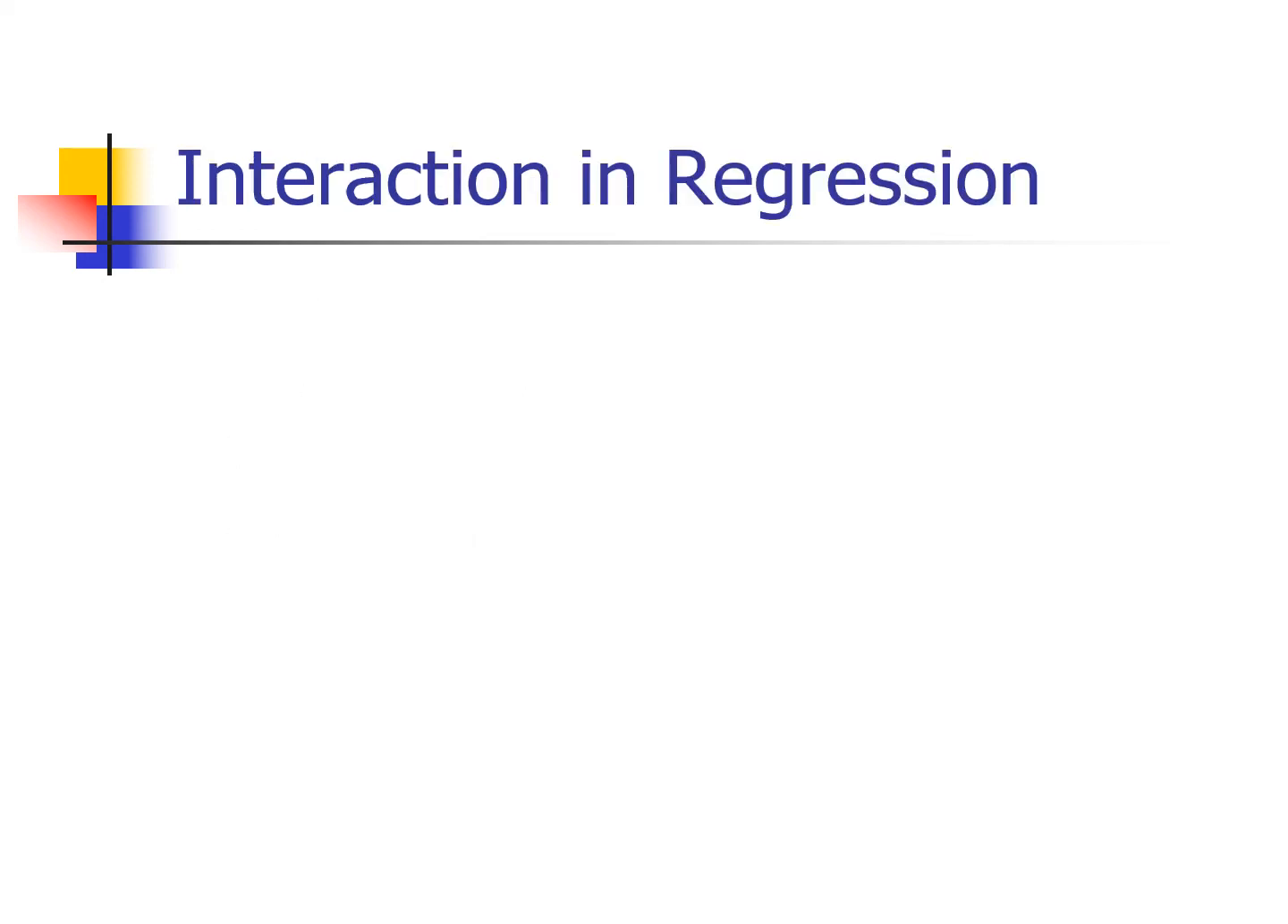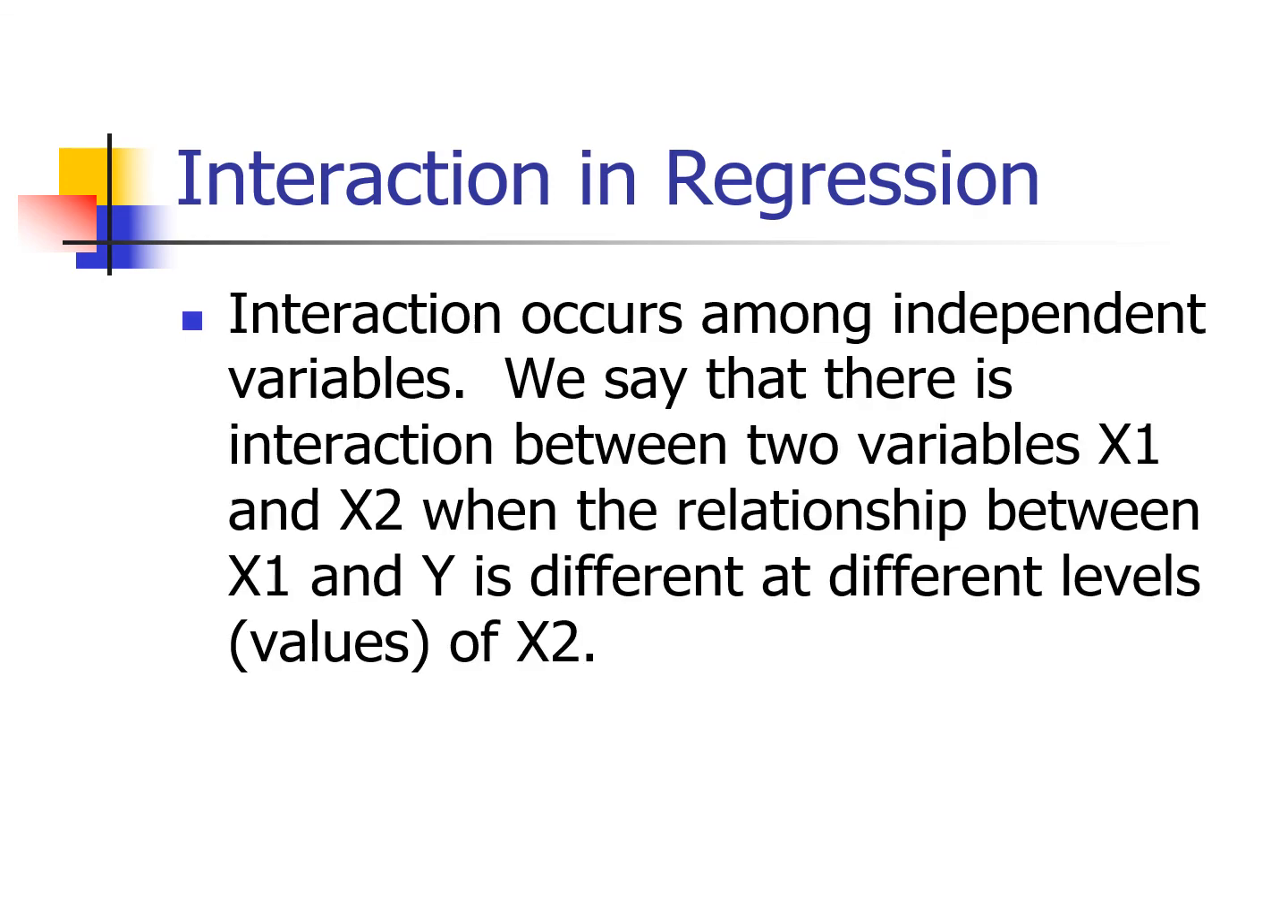All right, so interaction in regression. What is it? Interaction occurs among independent variables. So interaction is something that occurs amongst the x's. This is the definition I want you to learn and to love. To circle it and put a star next to it.